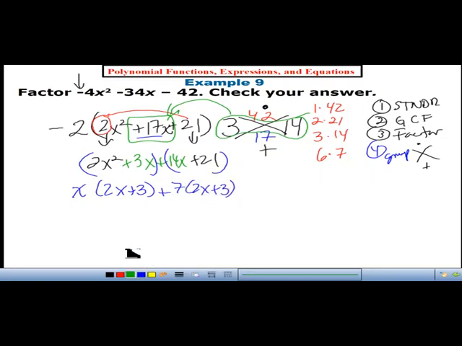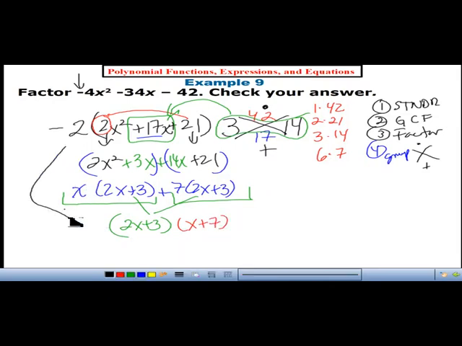Alejandro, what's the same here and here? The factors 2x plus 3. 2x plus 3, that is correct. And what's left over? x plus 7. Thank you. However, guys, what did we take out at the beginning? -2. These are my factors.